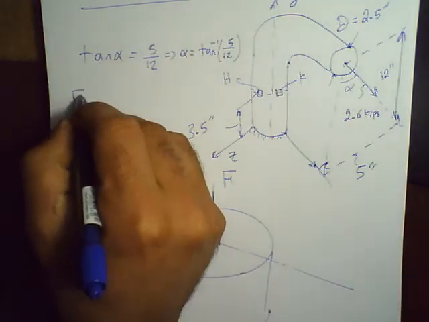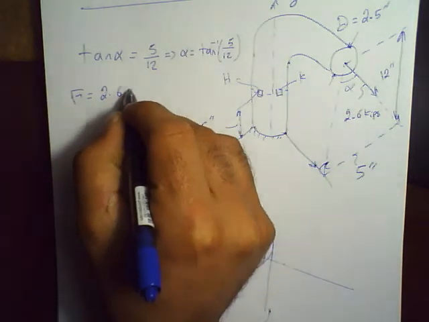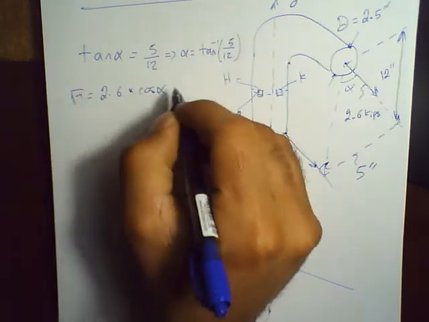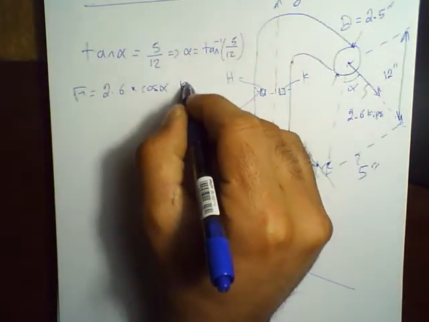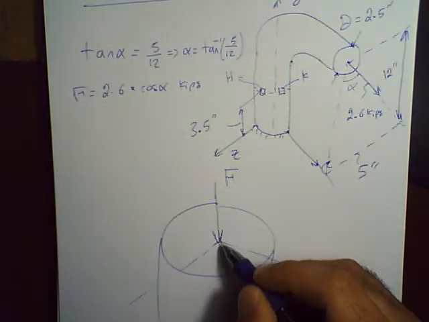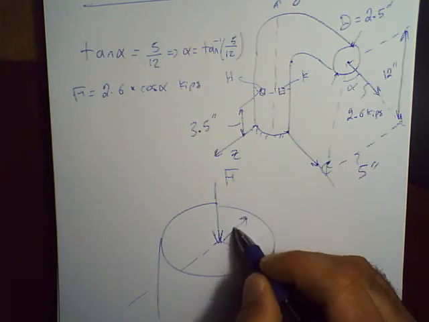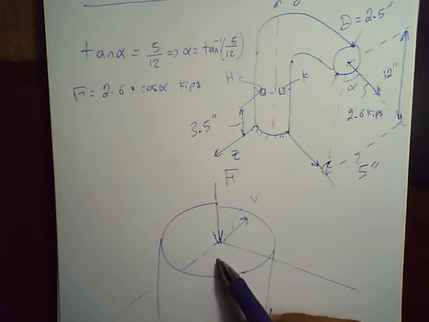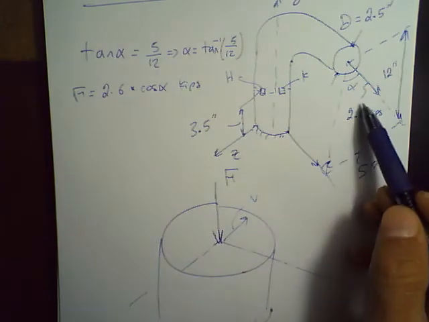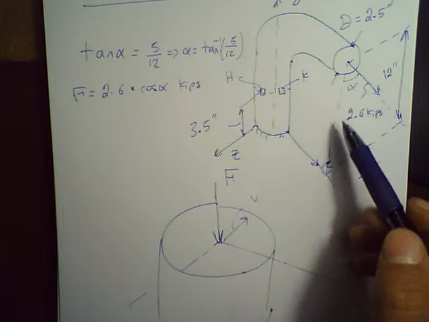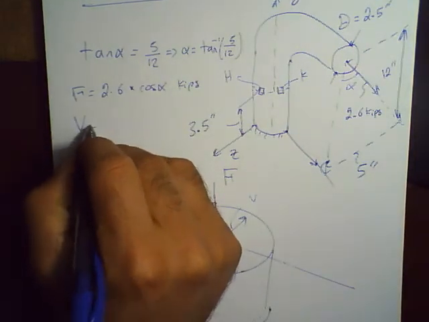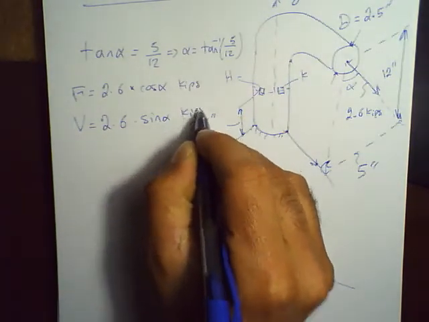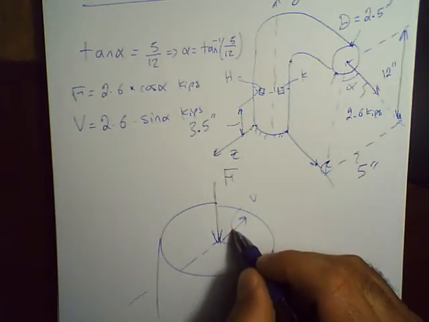Then F is going to be equal to 2.6 times cosine alpha, right? So this is your force in kips. We would also have this shear force, which is that force mapped again on the cross section, and that will be 2.6 sine alpha. So V is going to be equal to 2.6 times sine alpha kips. Alright, so now we have F and V.